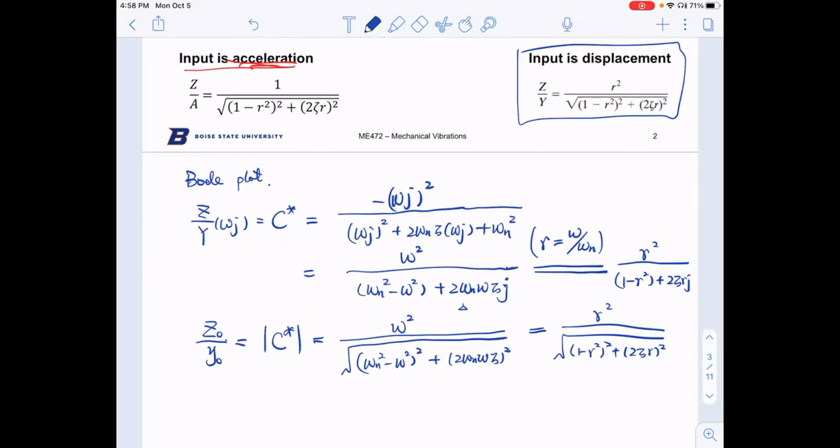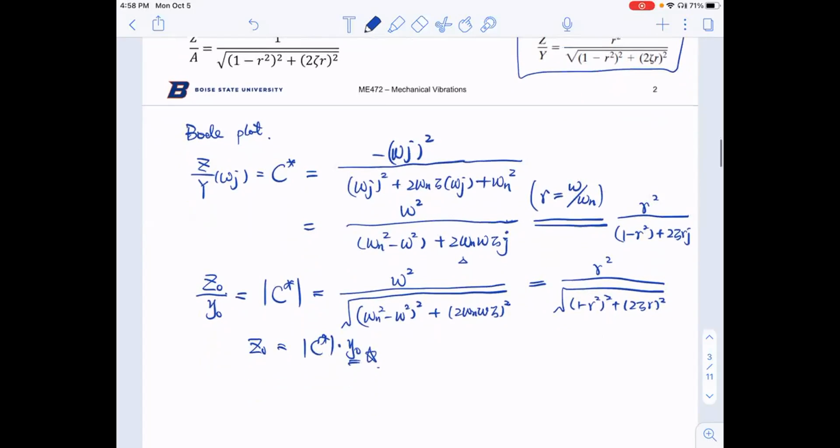So these give us the ratio. Remember in the exam, if I ask you for Z naught, your Z naught is always the magnitude times Y naught. Don't leave out your input magnitude. All right, so the second thing is, yep, go ahead.